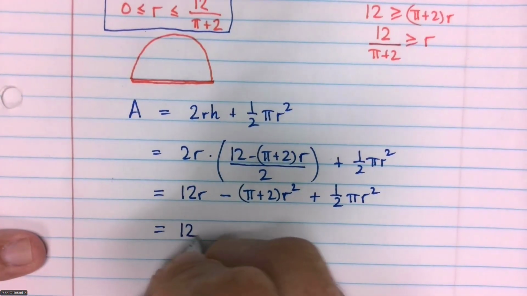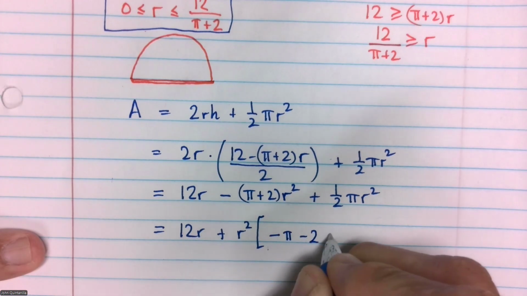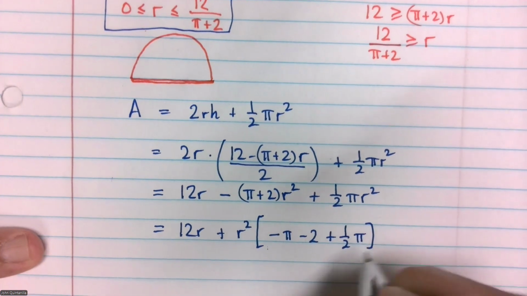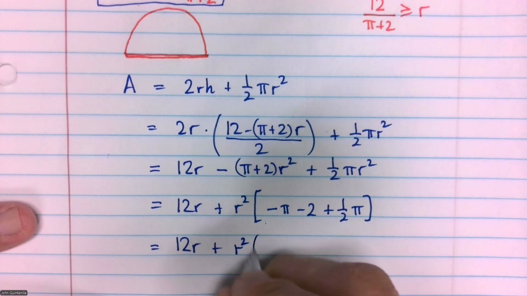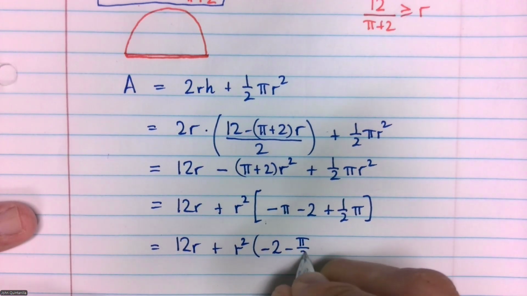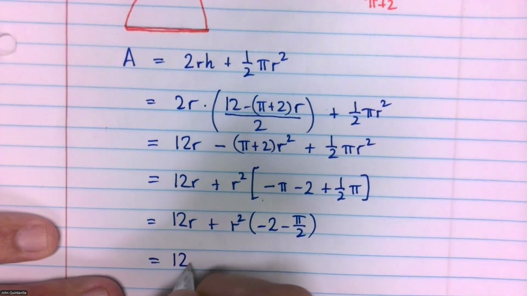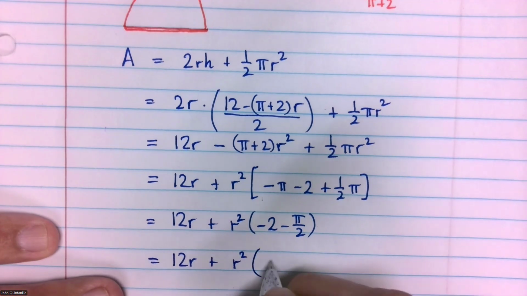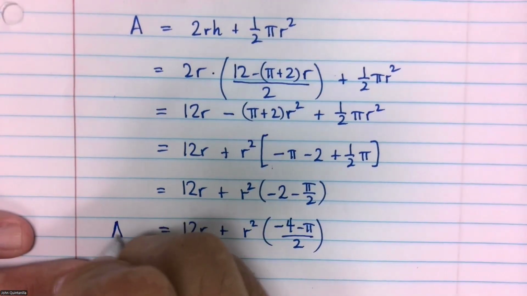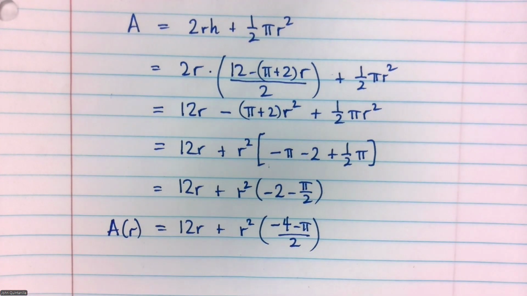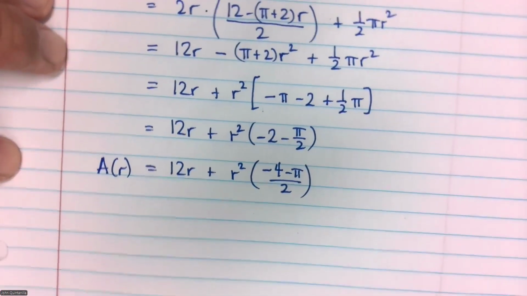So I get 12r, and then I can factor out r squared. What's left will be negative pi minus 2 plus 1/2 pi, or 12r plus r squared times (negative 2 minus pi over 2). Let me get a common denominator there: r squared times (negative 4 minus pi) all over 2. And so that's the area as a function of the radius. I now have the area in terms of only one variable.